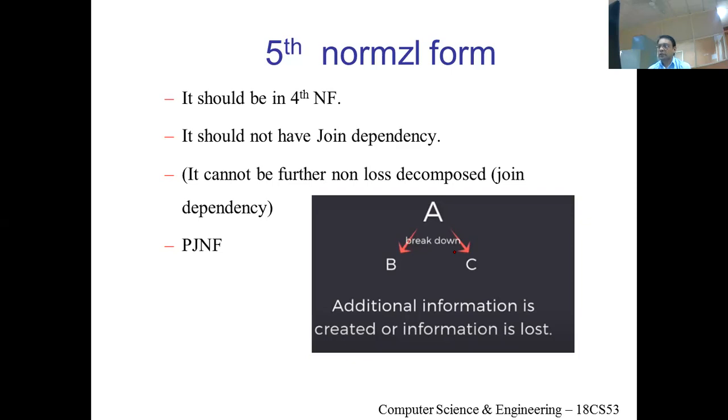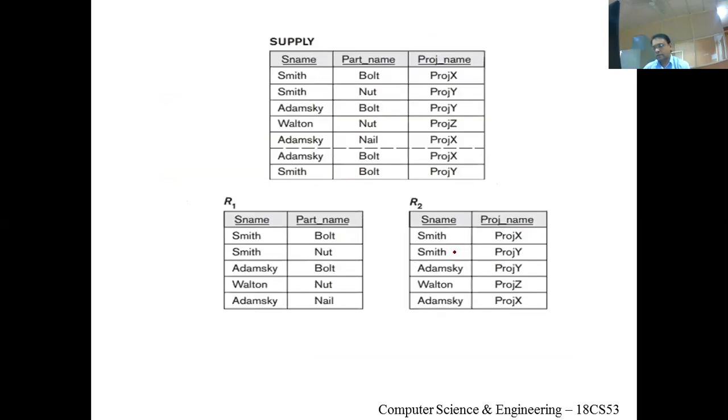And also it says that it cannot be further losslessly decomposed. So the decomposed relations should not be further decomposed. It is also called project-join normal form. Now let us consider the case. Here we have a supply relation.